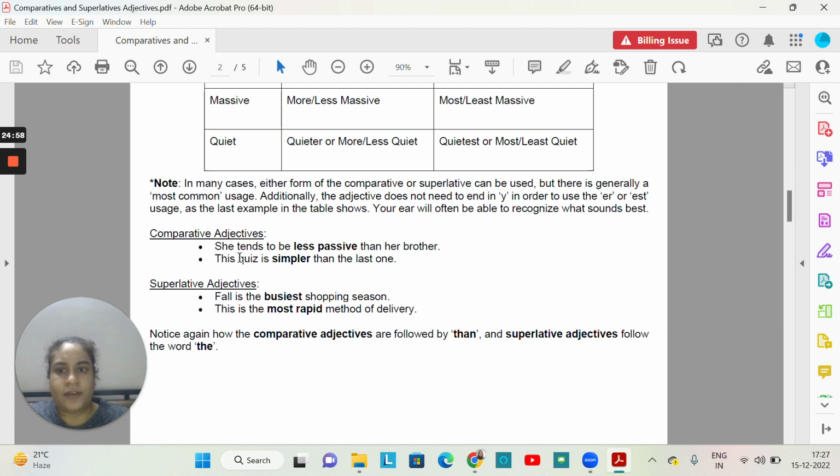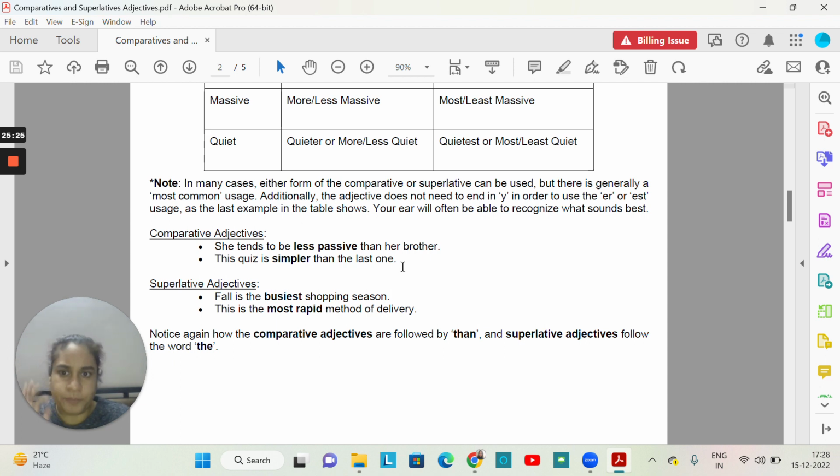Like here, if you look at it, she tends to be passive. Now, if you just pick up the adjective passive, passive has two syllable sounds, pa and sieve. But because it ends in an e, I cannot do passiver. So I will use more or less, most or least. She tends to be less passive than her brother. She tends to be the least passive in the class.